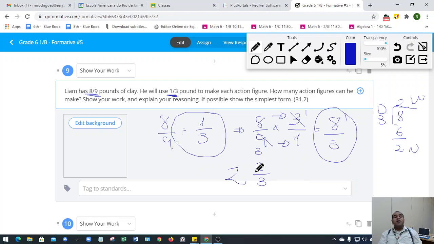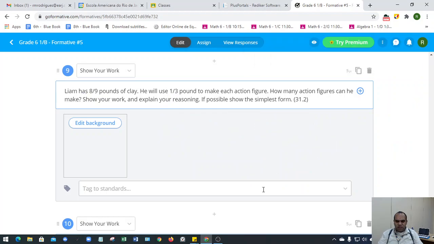2/3. Great. I can make two action figures and 2/3 of one, not a new one. Okay. For real, I can make 2 action figures. Okay. Nice. 2 and 2/3 action figures. Great. And the last one, let's solve this. Let me clean this.